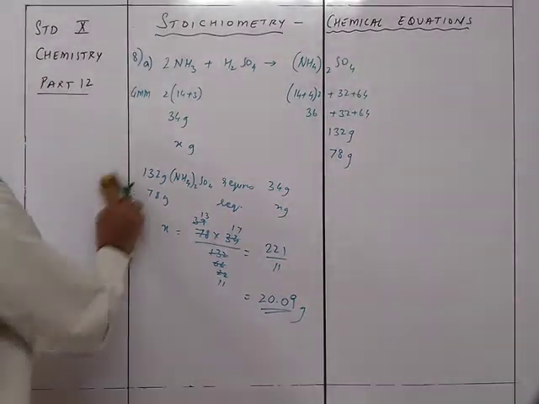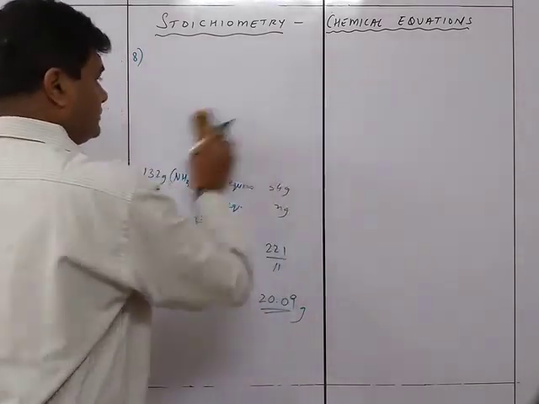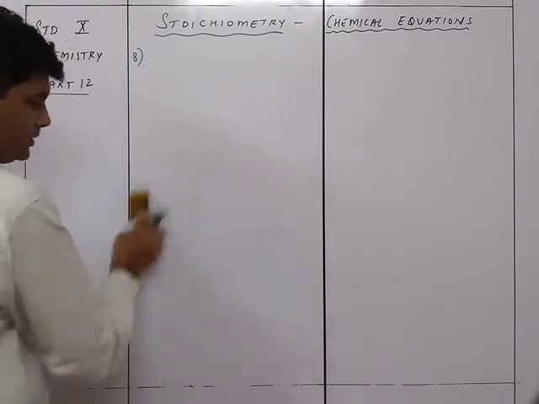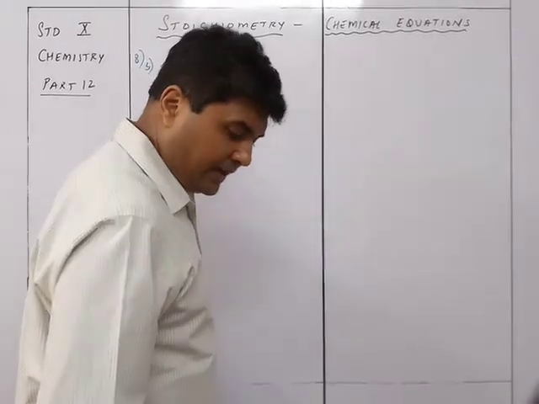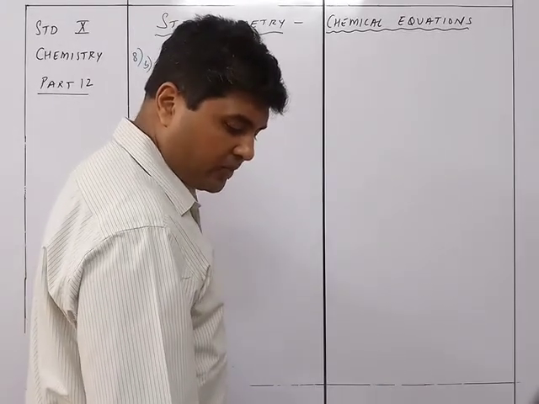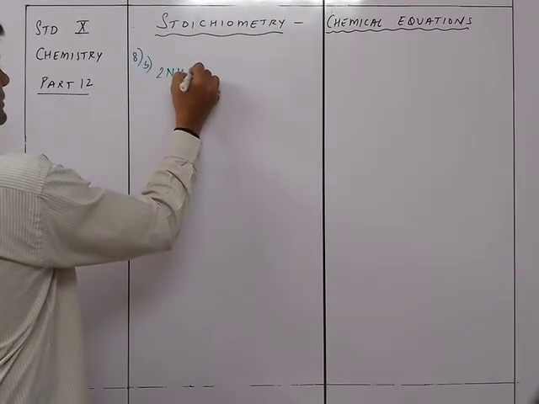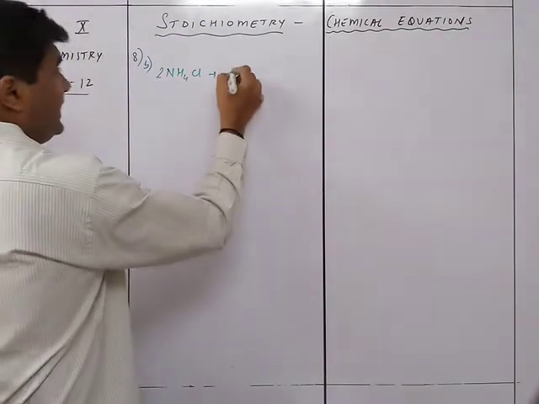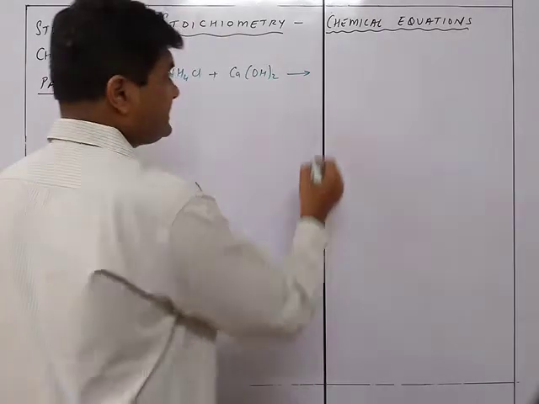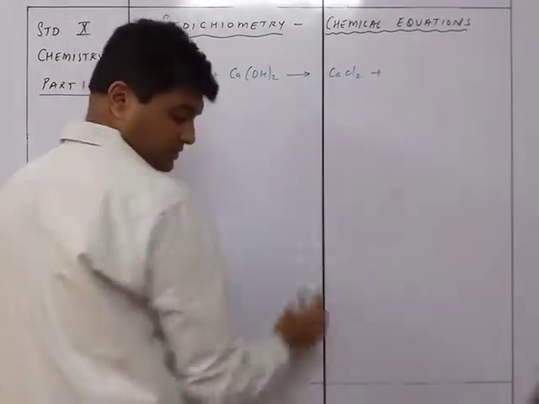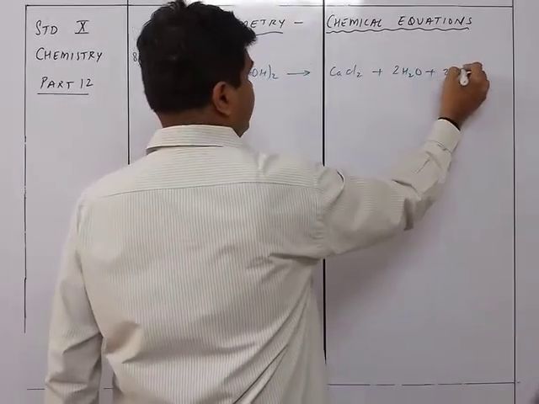We move on to the next part of the question, that is B part. So in the B part we have: calculate the weight of ammonia obtained when 32.6 grams of ammonium chloride reacts. So here we've got the equation, 2NH4Cl plus Ca(OH)2 gives you CaCl2 plus H2O plus NH3. So 2H2O plus 2NH3.